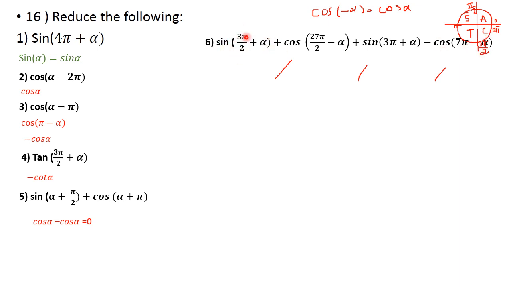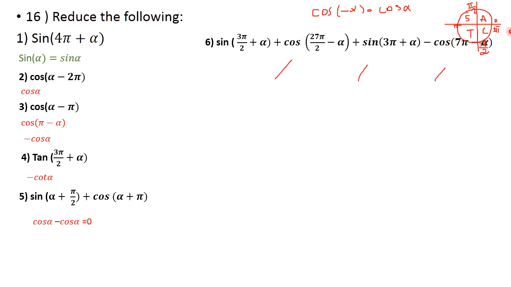We have 3 pi over 2 plus alpha, so we are in the fourth quadrant. So this is minus cosine alpha. Okay? So we are done from the first one, it's minus cosine alpha. The second one, we have cosine 27 pi over 2 minus alpha. This doesn't work out. So I need to reduce this fraction as I learned in the first lesson. So 27 pi over 2.